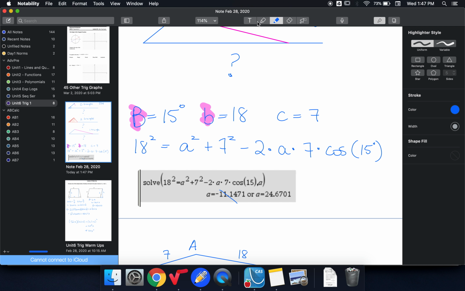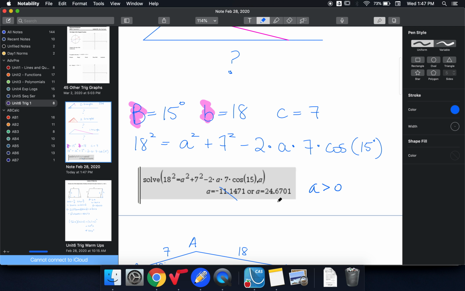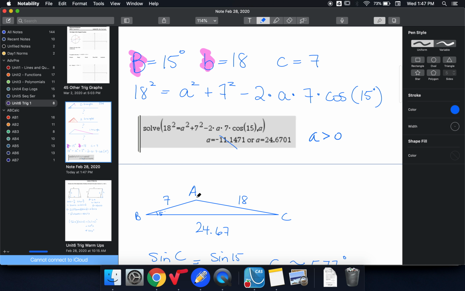Not the highlighter tool. So I can only draw one possible triangle, and now I'll come and draw it. Tiny angle of 15 degrees, side C is 7, side B is 18, so it had to swing out the far way. I know that A is an obtuse angle. I know that C is acute.